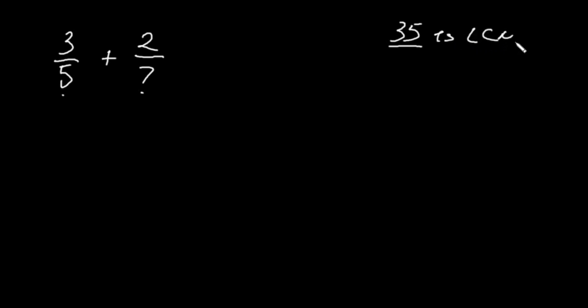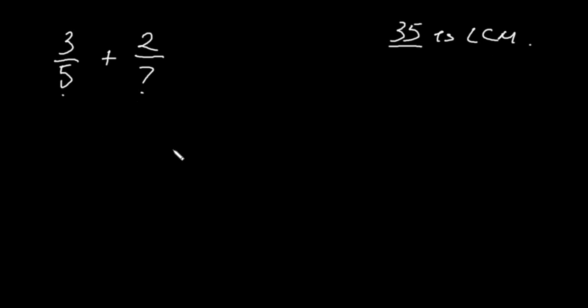Alright, so let's take the fractions 3 over 5 plus 2 over 7. So our first step is that we would want to make the denominators the same, and in order to do that we would want to find the lowest common multiple of both of these numbers. And since both of these numbers are prime, the process is very simple. We just have to multiply them together. So 5 times 7 would be 35, and that would be the multiple which is common to them both and the lowest possible. So now we have our lowest common multiple, 35 is our LCM.